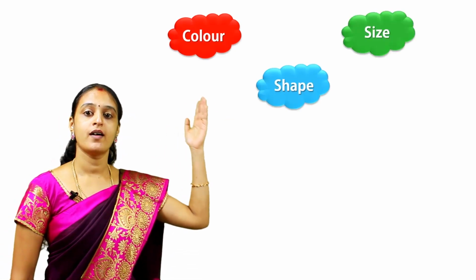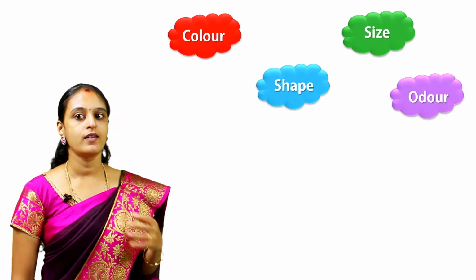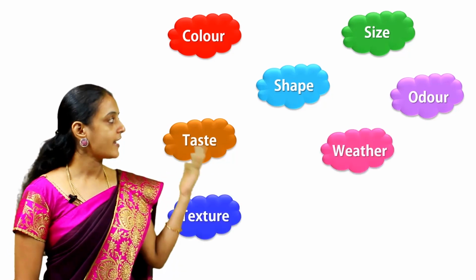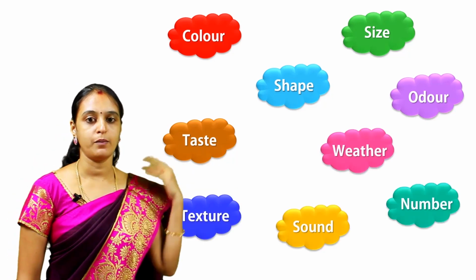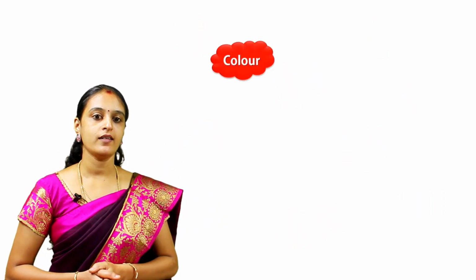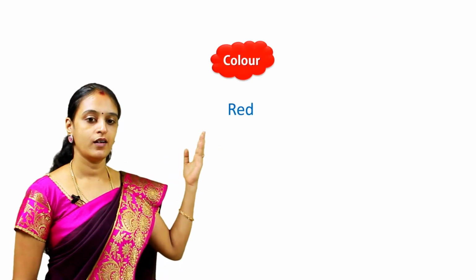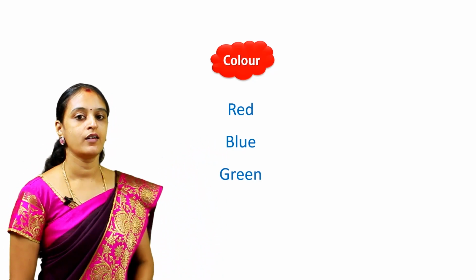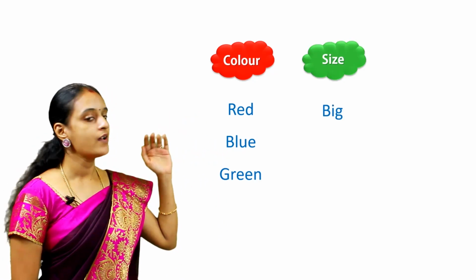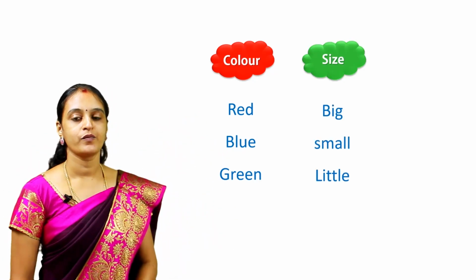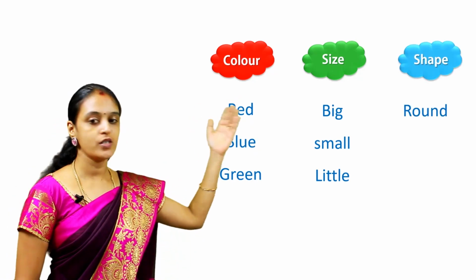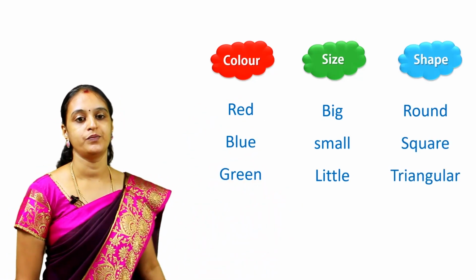Okay students, let us see how we can find out an adjective in a sentence. Adjectives can tell about color, shape, size, order, taste, weather, texture, sound and number. Examples are, for color: red, blue, green. For size: big, small, little. For shape: round, square, triangular.